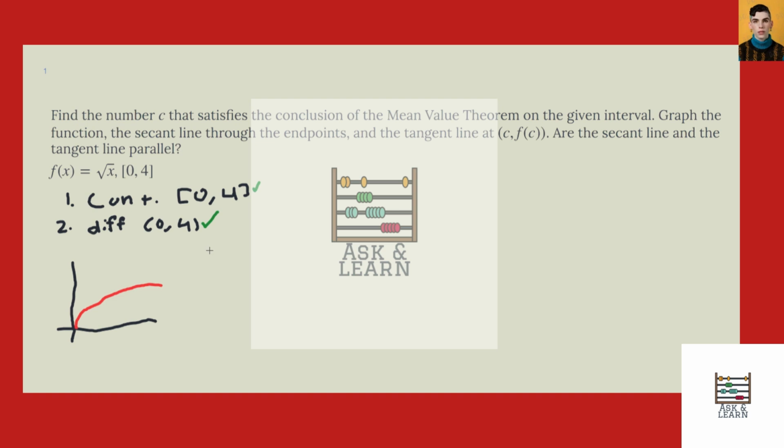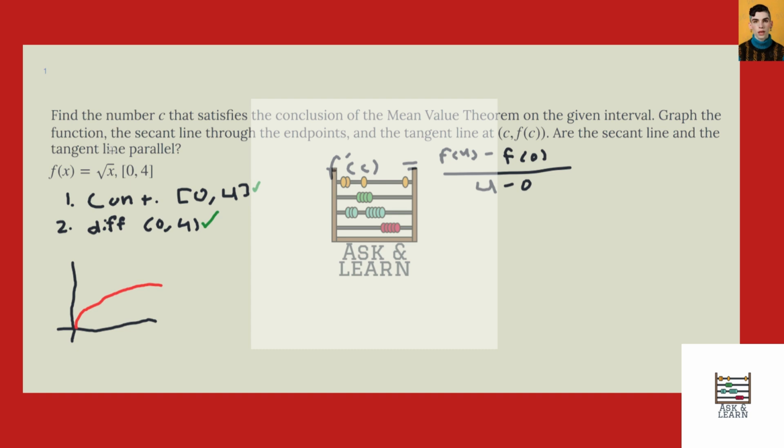And now we are going to be finding the number c that satisfies the conclusion. And so remember, the conclusion of the mean value theorem states that there is some c such that the derivative of the function at the point c gives us the average slope, which you can simply find by doing f of 4 minus f of 0, all over 4 minus 0. And now we can solve for this right away.